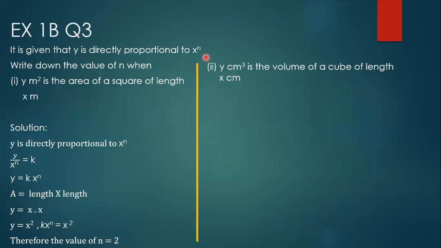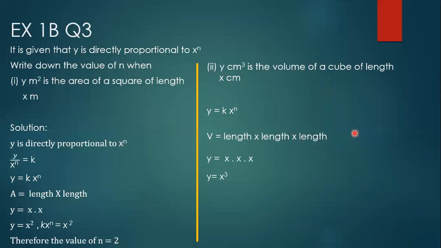y is directly proportional to x power n, and here we don't have a square, we have a cube here. This is y centimeter cube is the volume of a cube of length x centimeter. So you have got a cube and each of the sides is x centimeter, where y is actually the volume. So y is equal to x power n from here, and this time volume formula is length multiplied by length multiplied by length. Volume is y, and length is actually x. So y is equal to x power 3.